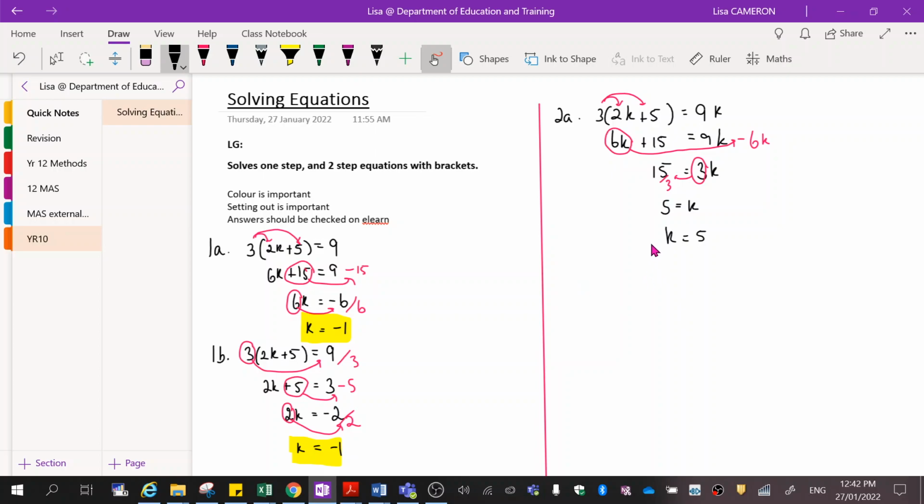Question 3. We're going to be looking at what happens when we need to group more than one set of like terms.